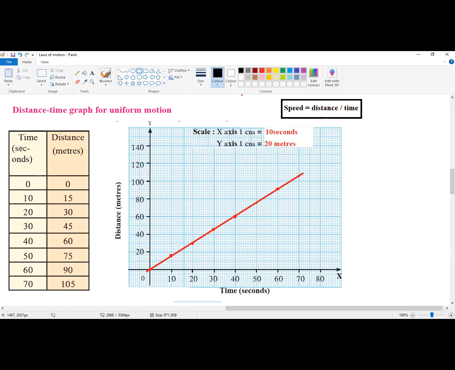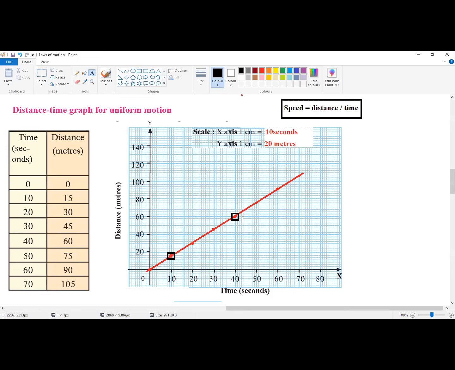Now suppose the graph is given to you and you are asked to find the speed, so how do you find it out? Let's see. Select any 2 points on the line. Suppose I select these 2 points, this first one and this one. Okay, I have selected these 2 points. Now I want to determine the speed. So before determining the speed, let's write the coordinates of these points.